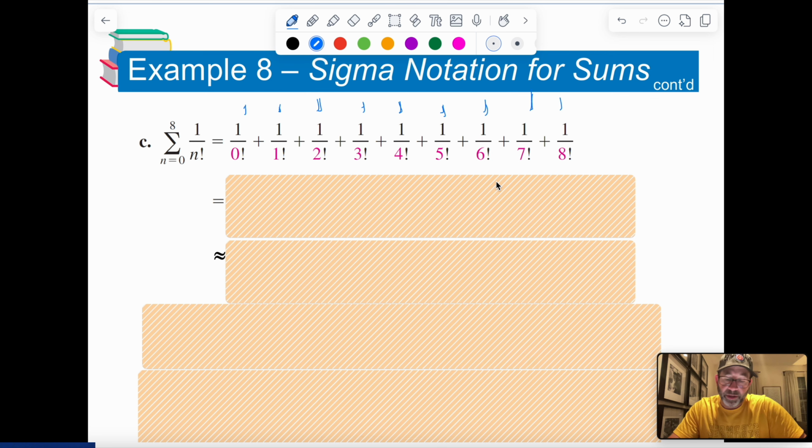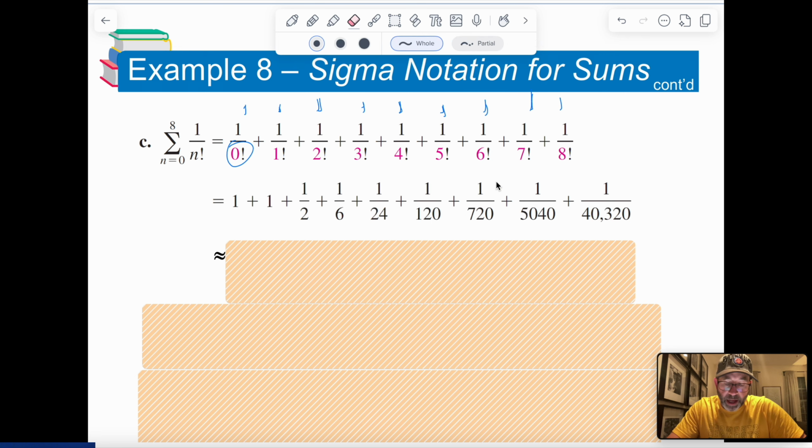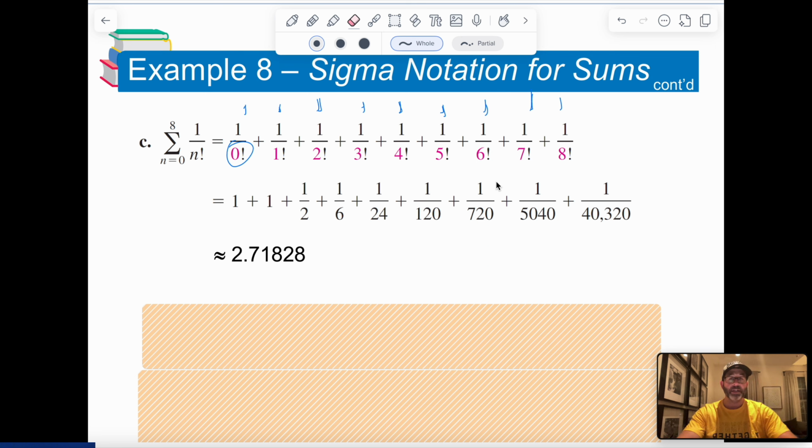And we're going to add all these together. There's that 0 factorial that we talked about, which is equal to 1. And we get 1 plus, and so on, and we get this value right here. Now, that number right there, does anybody know what that number actually is?